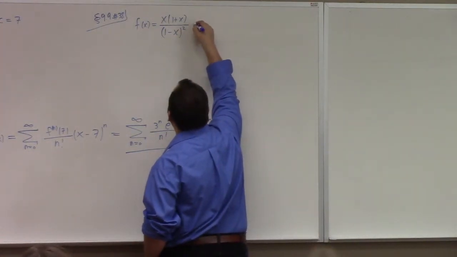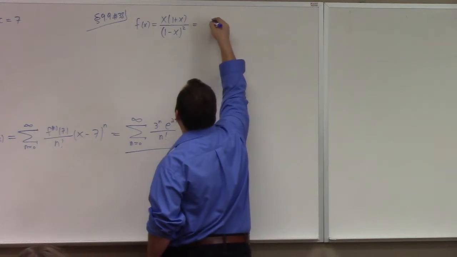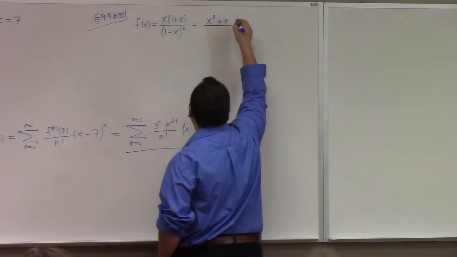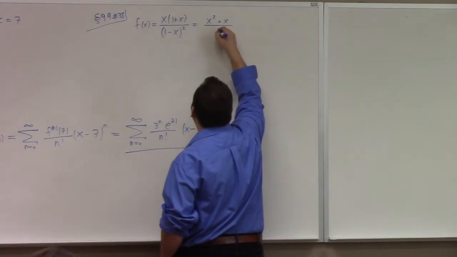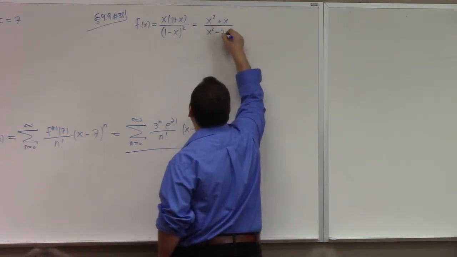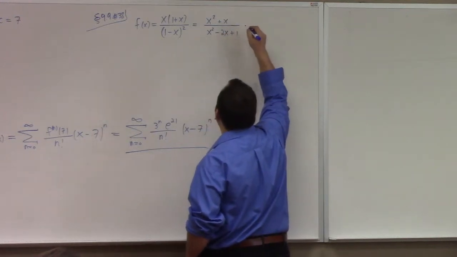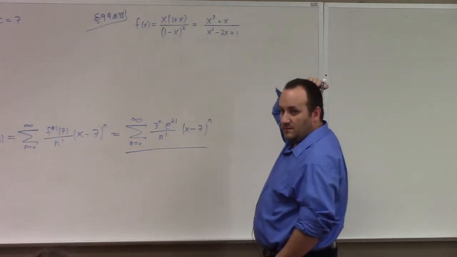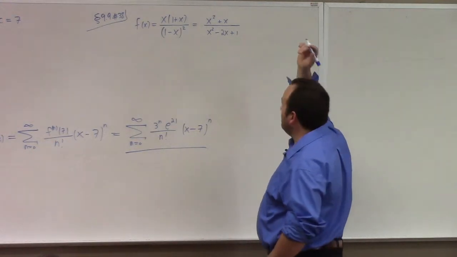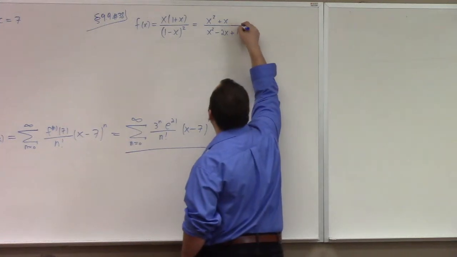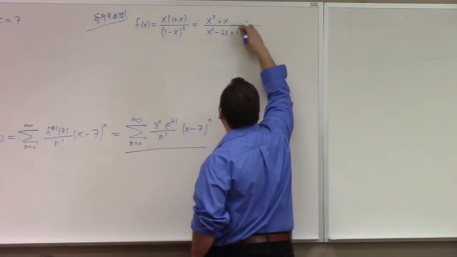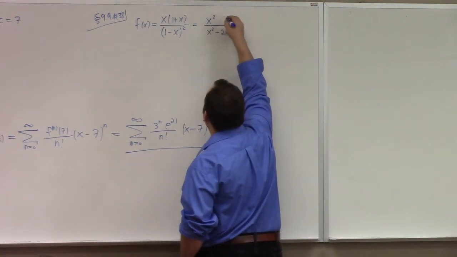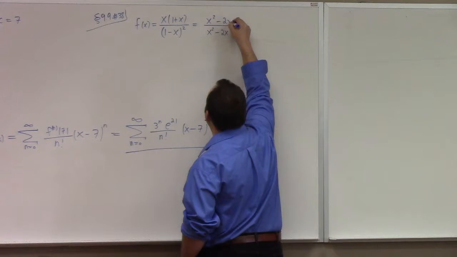Well, let's see here. So this is x squared plus x over x squared minus 2x plus 1, you know? So you can either do long division, or you can make a 2x appear upstairs. So I'm going to rewrite x squared plus x as x squared minus 2x plus 1.